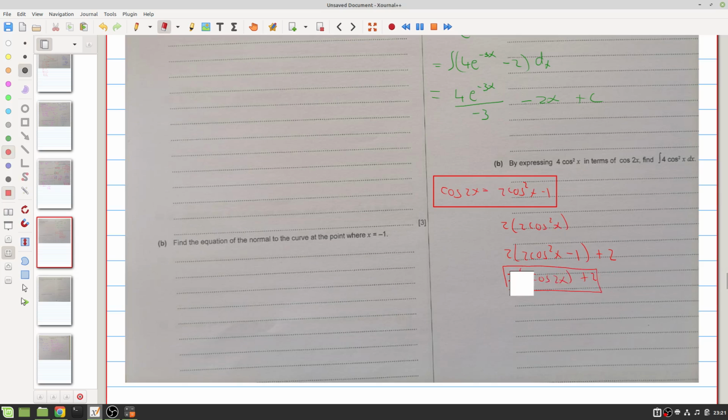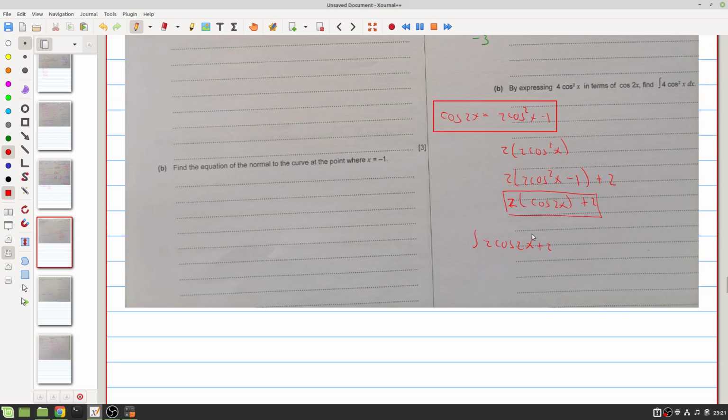Okay, so now we can integrate this. So we want to integrate 2 cos 2x plus 2. Again, we can factor out the 2 if we like, and I probably would do that, but it doesn't really matter. I would take out 2 as a common factor. Then we'd have cos 2x plus 1.